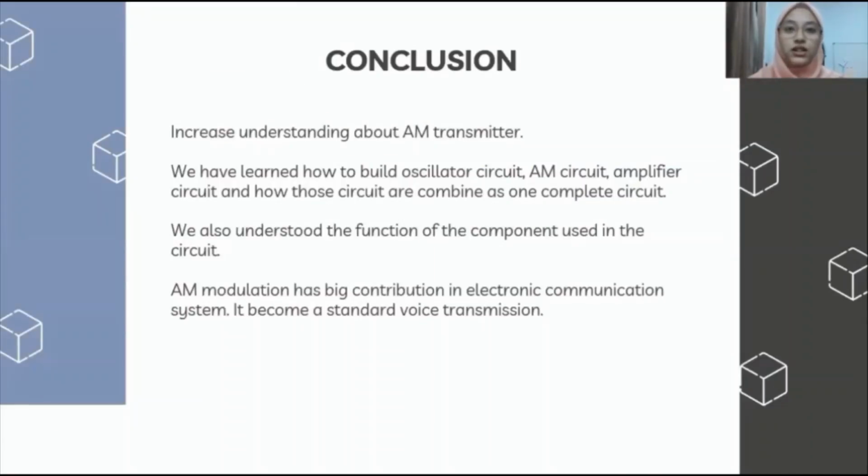As conclusion, throughout this project, we have increased our understanding about the AM transmitter. Second, we have learned how to build the oscillator circuit, AM circuit, amplifier circuit, and how those circuits are combined into one complete circuit. And then we also understood the function of the components used in the circuit. AM modulation has a big contribution in electrical communication systems. It became a standard for voice transmission.